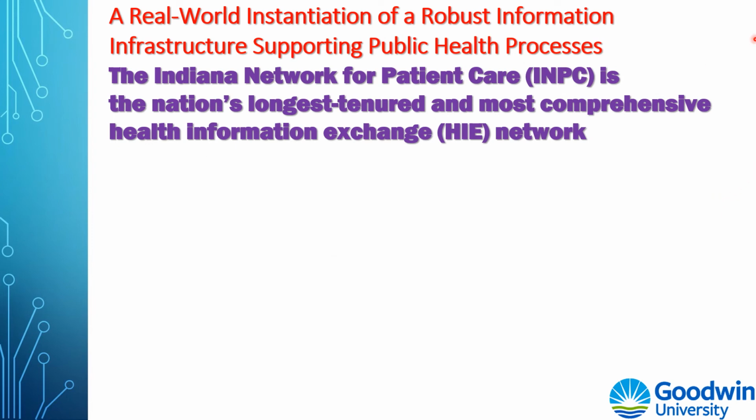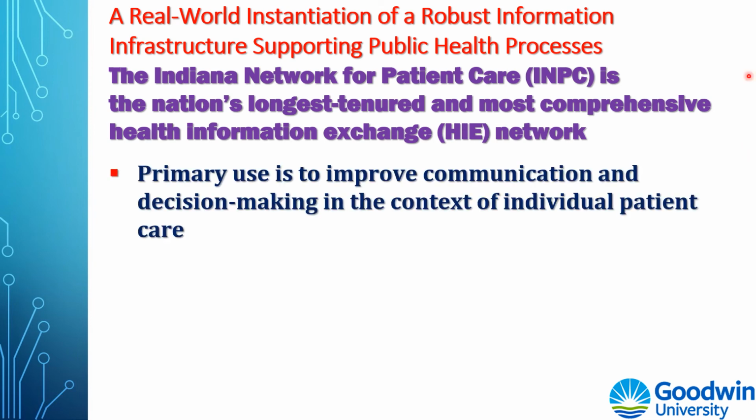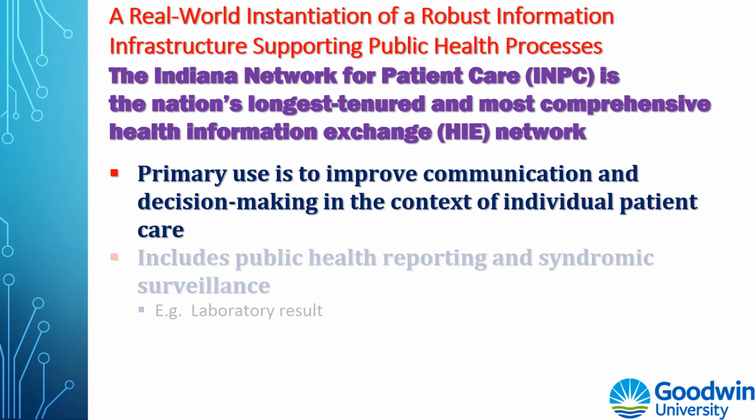So there's some real world instances of robust information systems supporting public health processes, and your book cites the Indiana Network. It's a really big one. It's been around for a long time, and so it really talks a lot about that. So the primary use is to improve communication and decision making in the context of individual care. So how do they do that?